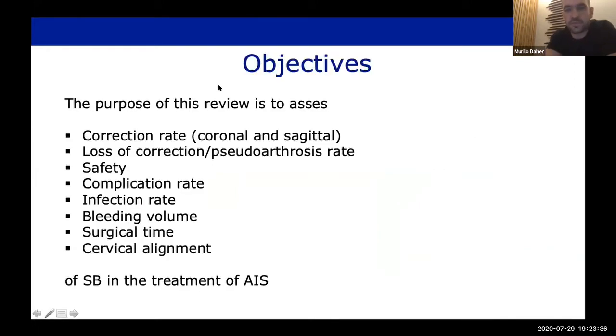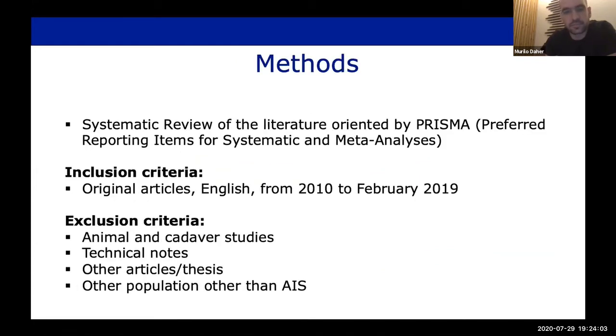The objective of the study was to review the use of sublaminar bands in the treatment of adolescent idiopathic scoliosis, mainly about the correction rates in the sagittal and coronal plane, the loss of correction and pseudarthrosis rates, the safety of the bands, the complication rate, the infection rate, the bleeding volume and surgical time, and a little bit of cervical alignment with the use of this treatment.